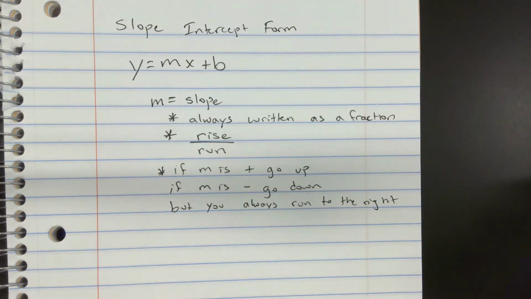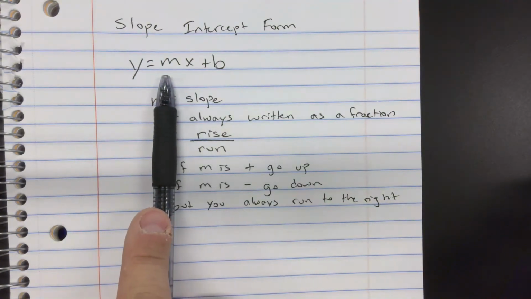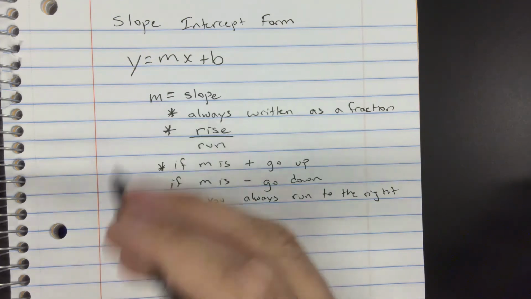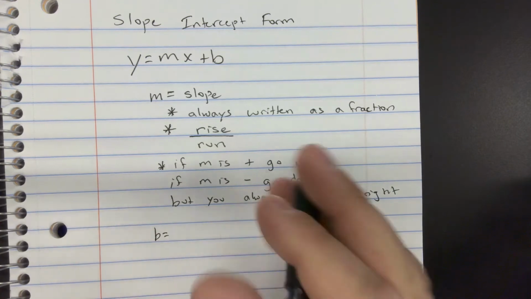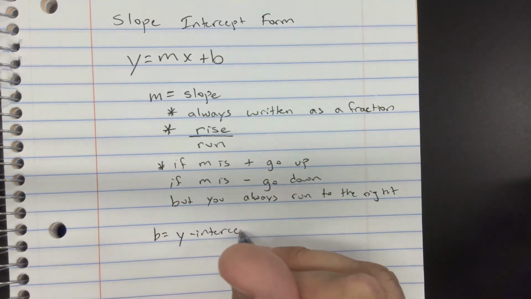If m is positive, you're going to go up however many numbers are on the top, and then you're going to run to the right however many numbers are on the bottom. If it's negative, you're going to go down however many numbers are on the top, and then you're going to run to the right however many numbers are on the bottom. Okay, and then b is really easy. b equals the y-intercept.